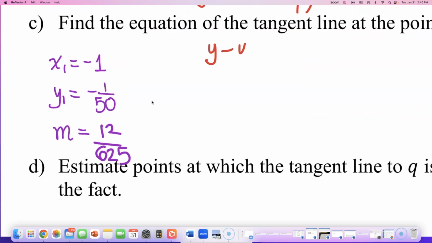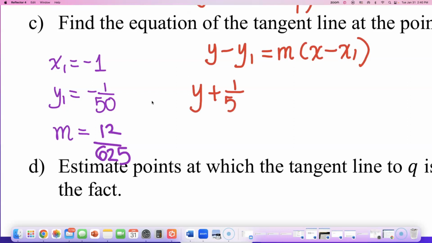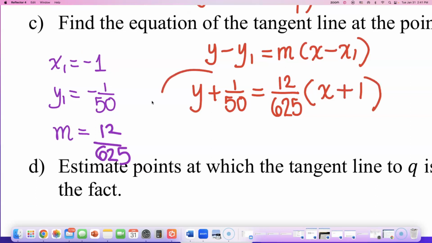y minus y1 equals m times x minus x1. The left side of the equal sign will get y minus negative 1 over 50. So that's going to turn into y plus 1 over 50, equals, m is 12 over 625. But inside this parenthesis, I have to do x minus x1. But x1 is negative 1, so subtracting a negative, that double negative will turn into plus 1 again. And I will stop there.